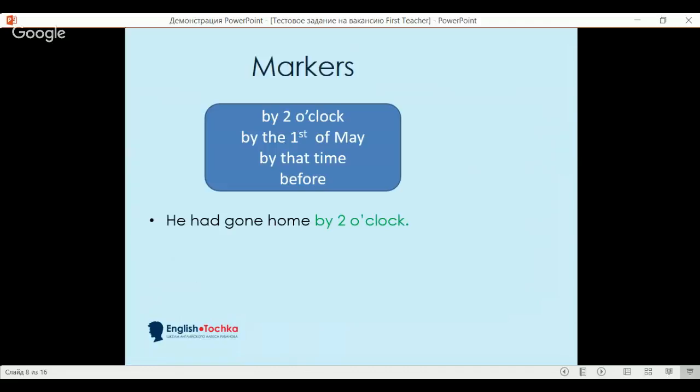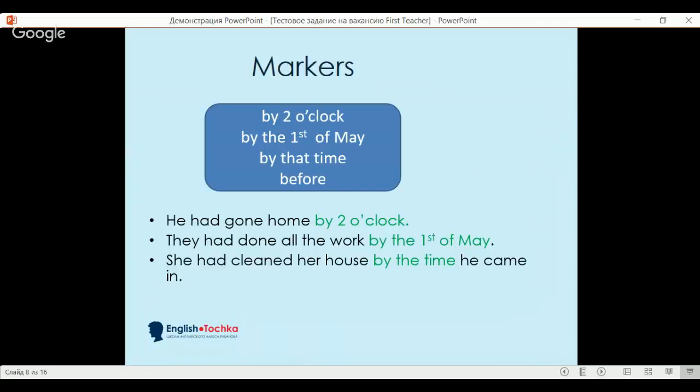К 2 часам он уже был дома. They had done all the work by the 1st of May. Они сделали всю работу к 1 мая. She had cleaned her house by the time he came in. Она уже убрала дом к тому времени, как он вошел. And we had learned that poem the week before.